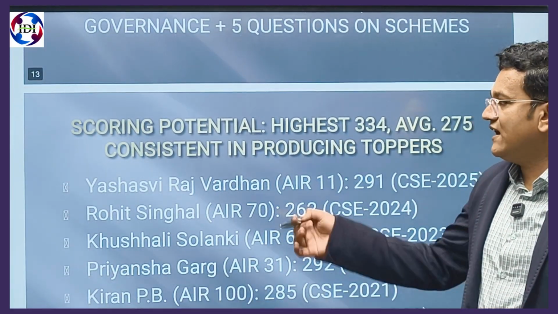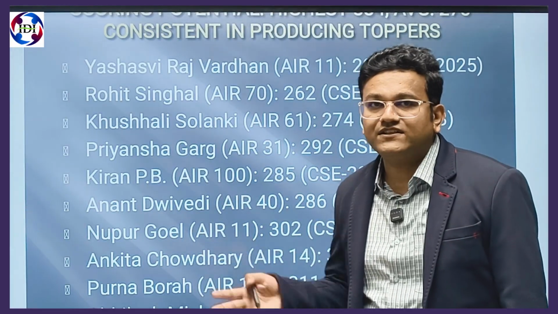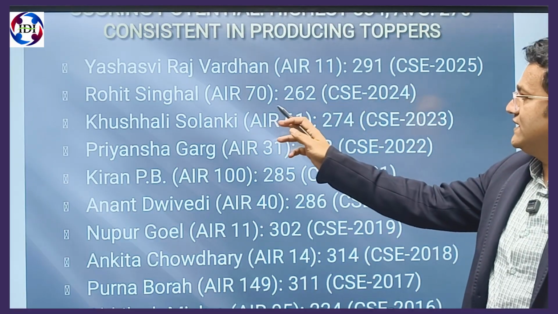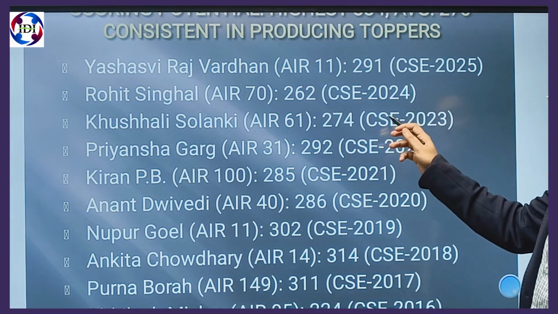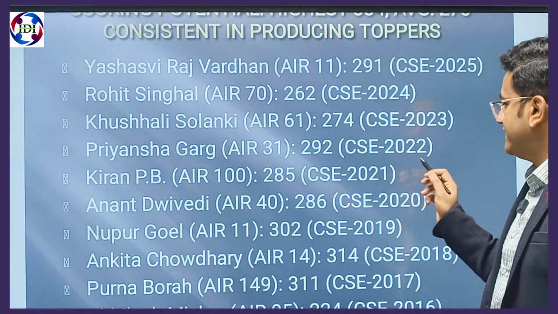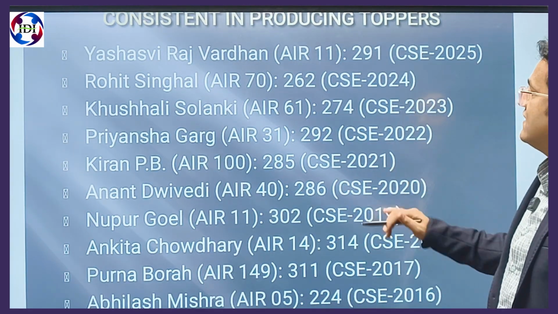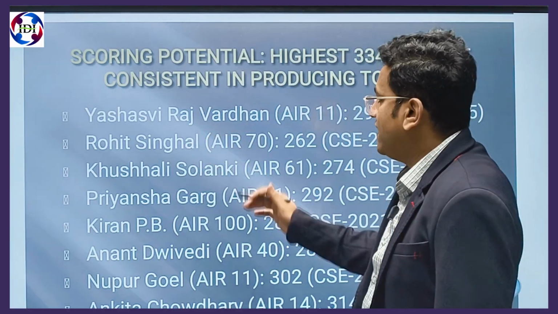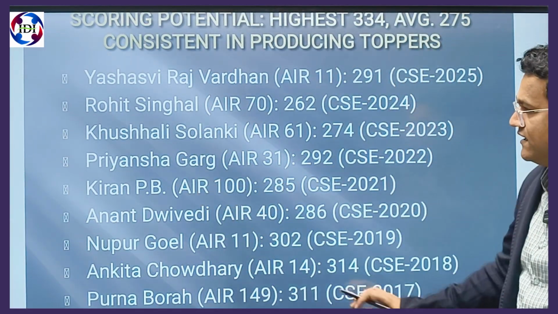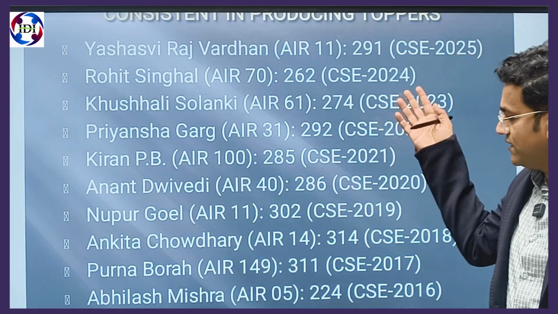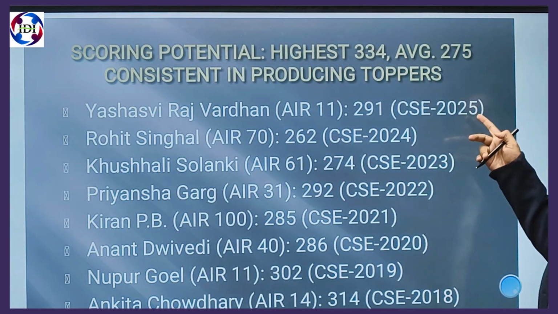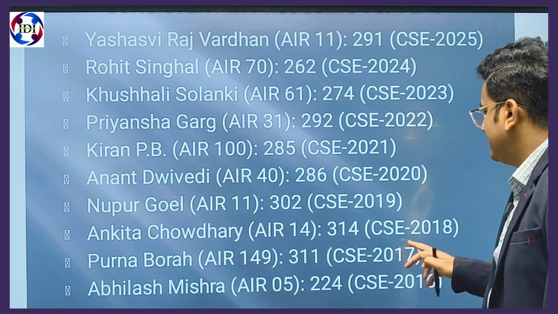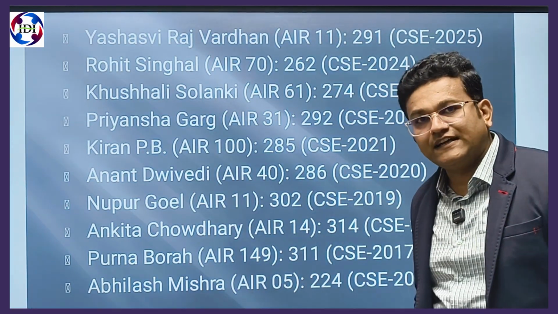Besides, it has very high scoring potential because it is consistently producing toppers every year. As you can see, All India ranks from 1 to 91, and All India rank 70 to 62 every year: 2025, 2024, 2023, 2022, 2021. The average marks have been 275 plus and the highest marks have been 334. Yashasvi Raj, Rohit Singhal, Khushali Solanki, Priyanka Garg, Kiran, Anant, Nupur, Ankita, Purna, all these are toppers. Without fail, every year PABAD is producing toppers, from 2025, 24, 23, 22, 21, 20, 19, 18, 17, 16, etc. I can go on and on.